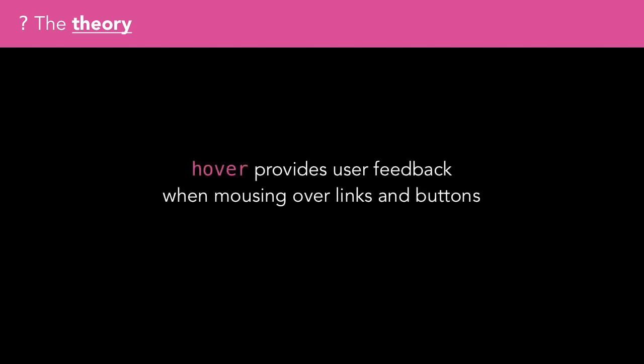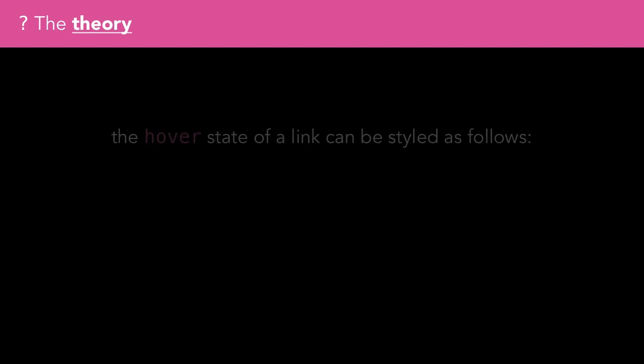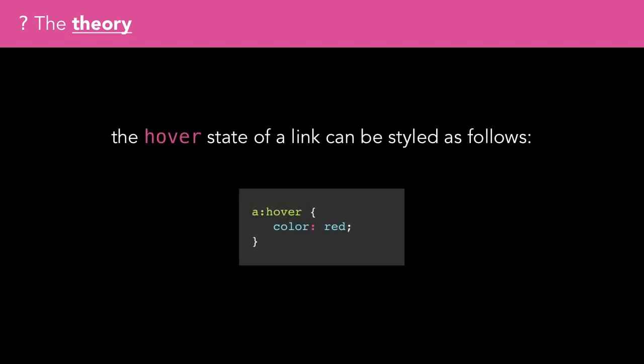Probably the most common use of hover is to provide visual feedback to users when mousing over links and buttons. The hover state of a link can be styled in CSS as follows. The colon next to the A signifies a pseudo class. We'll look at a number of them in this video and throughout the rest of the series.